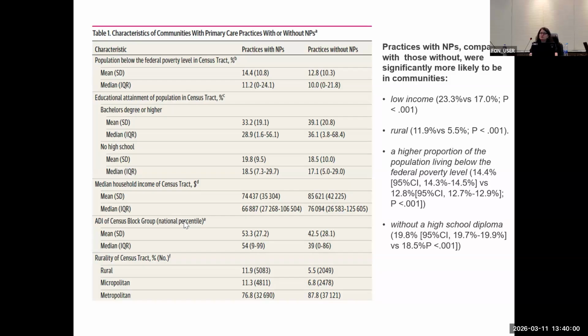They're also in the rural areas. And also, a lot of people in those communities did not have high levels of education. So what we are seeing in this study is that clinics that hire NPs are most likely located in these communities. It means that NPs play a critical role in increasing access to patient care in the poor areas and rural areas.